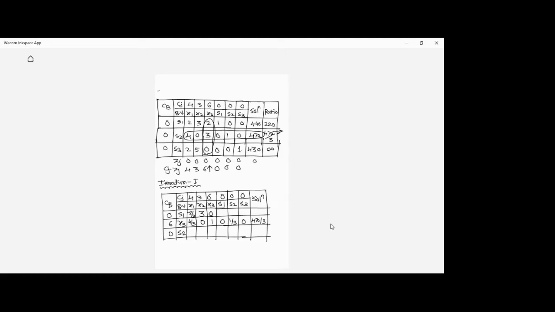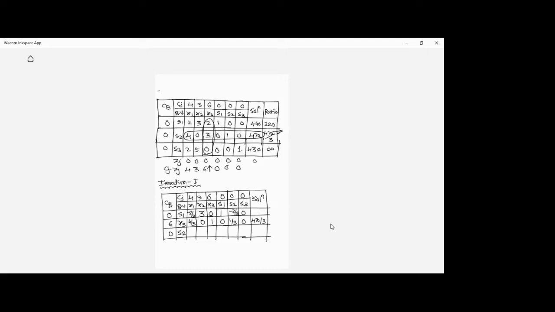Nextly, it will be 1 minus 2 into 0 divided by 3, and it will be again 1 only. Nextly, it will be 0 minus 2 by 1 divided by 3, so it will be minus 2 by 3. Nextly, it will be 0 minus 0 into 2 divided by 3, hence it will be 0.